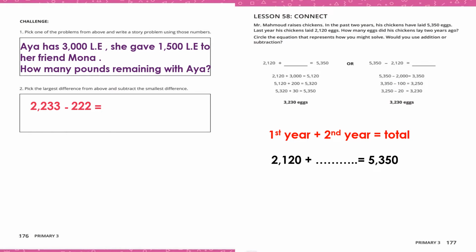Ones with ones. 3 minus 2, 1. 3 minus 2, 1. 2 minus 2, 0. And 2 as it is. So the answer, or the difference, equals 2011.